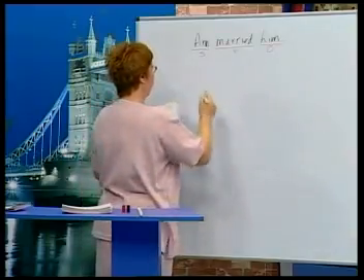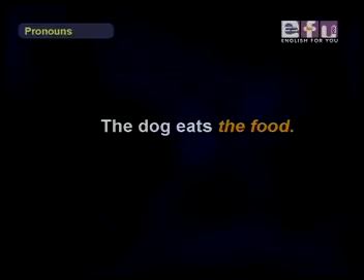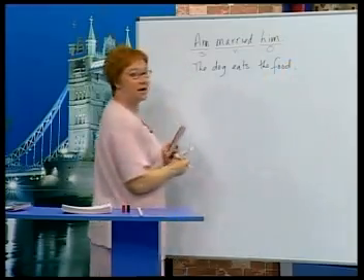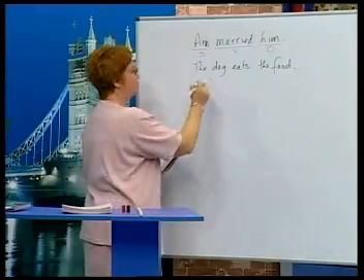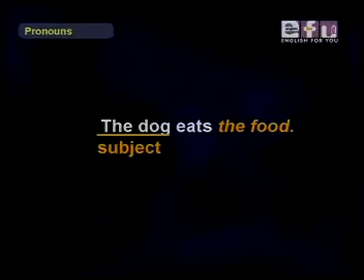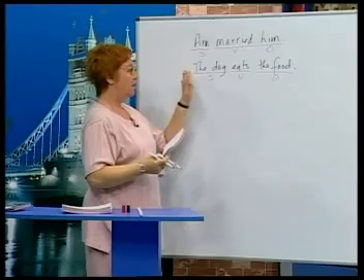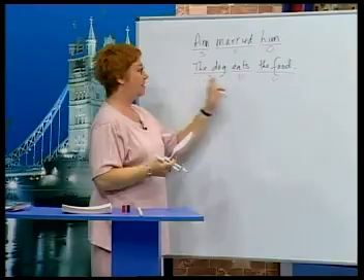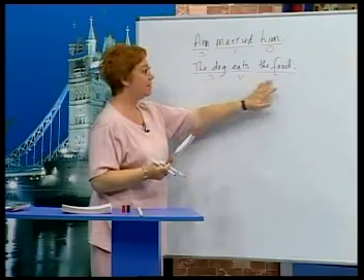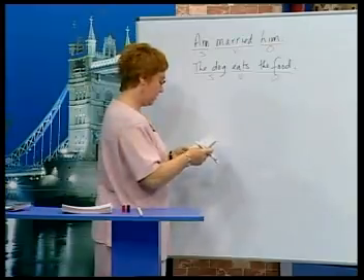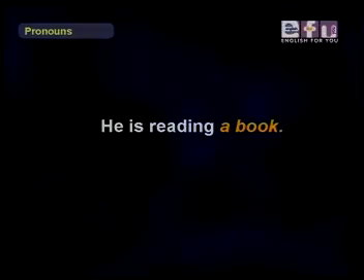Here's another example. The dog eats the food. The dog eats the food. Now, again, we have the subject, the dog. Eats is the verb. And the food is the object. What does the dog do? It eats. The object is what does the dog eat, okay? The food.